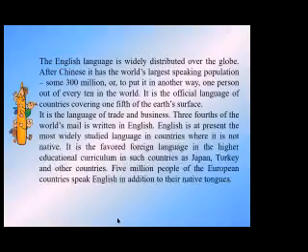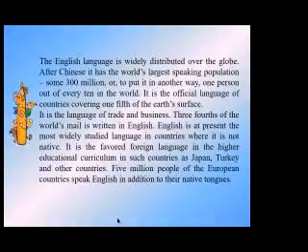The English language is widely distributed over the globe. After Chinese, it has the world's largest speaking population, some 300 million, or to put it another way, one person out of every 10 in the world. It is the official language of countries covering one-fifth of the Earth's surface.